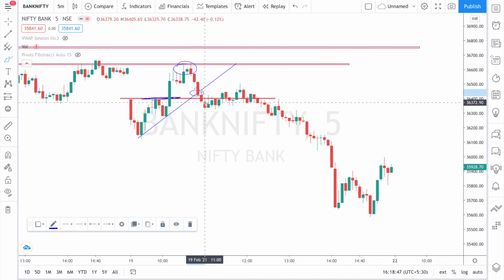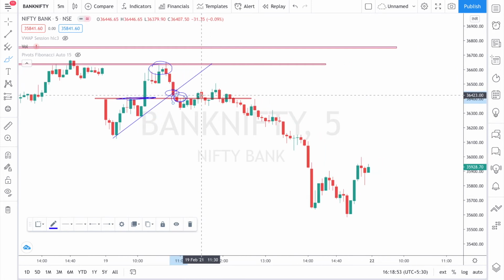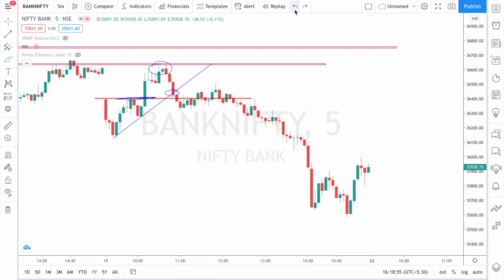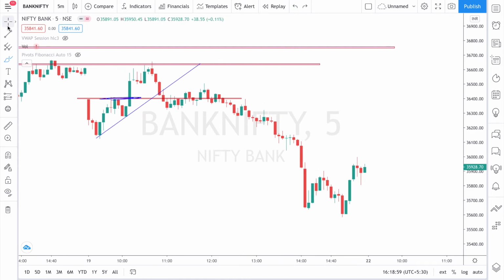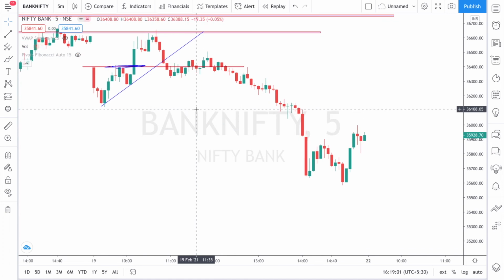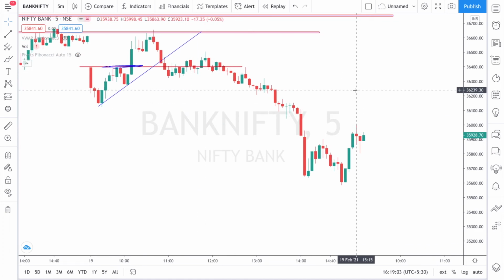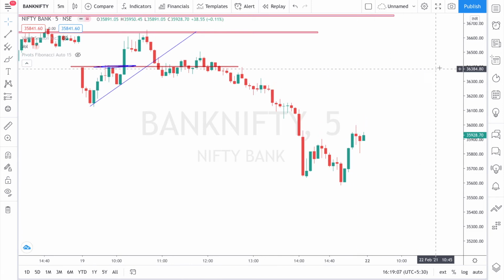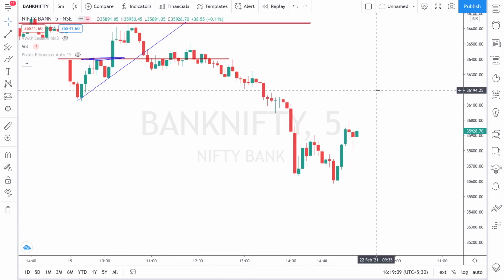Second setup, third setup: Bank Nifty broke this intraday breakout level also. After that only, Bank Nifty fell more than 800 points intraday. Okay, so today, because of a few reasons, I didn't trade it, because of my schedule. I had some other work also, right?